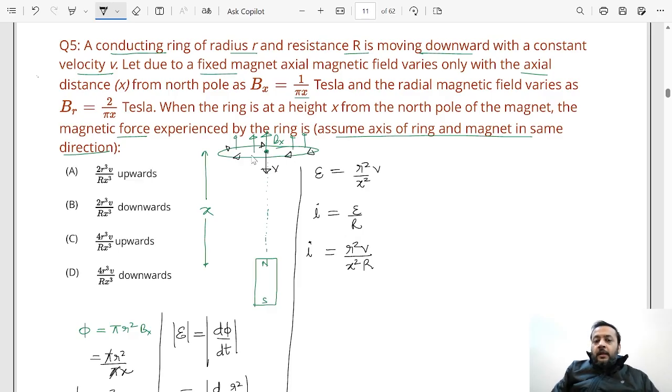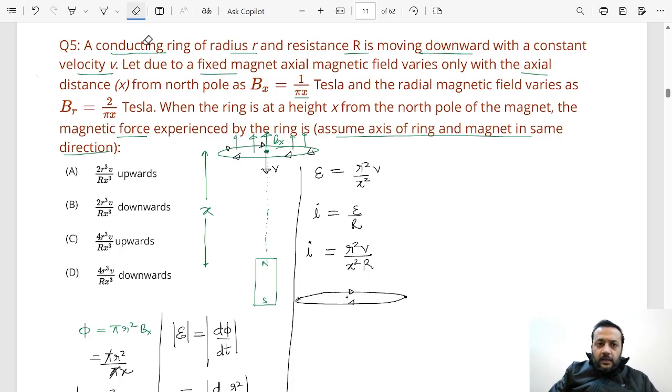Now look, we have already calculated the value of the current. Now this becomes a current carrying conductor. Let us understand what is happening here. I'm showing you the same ring again. So this is the current carrying conductor, and the current is going like this. It is coming towards us, then it is going towards left, and here it is going into the screen.